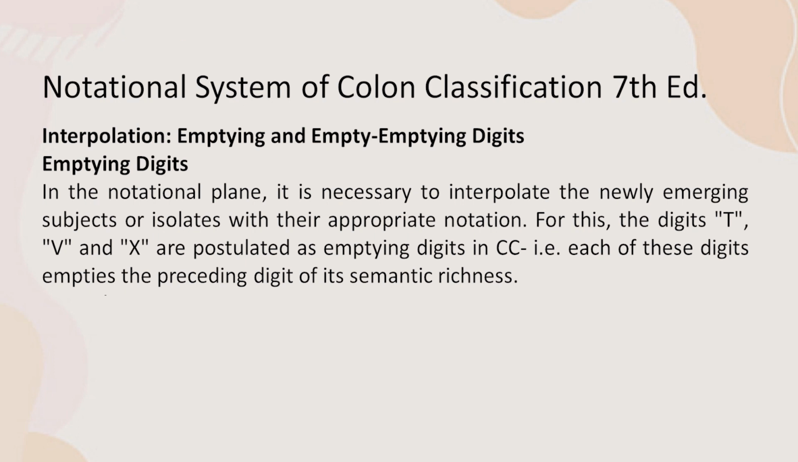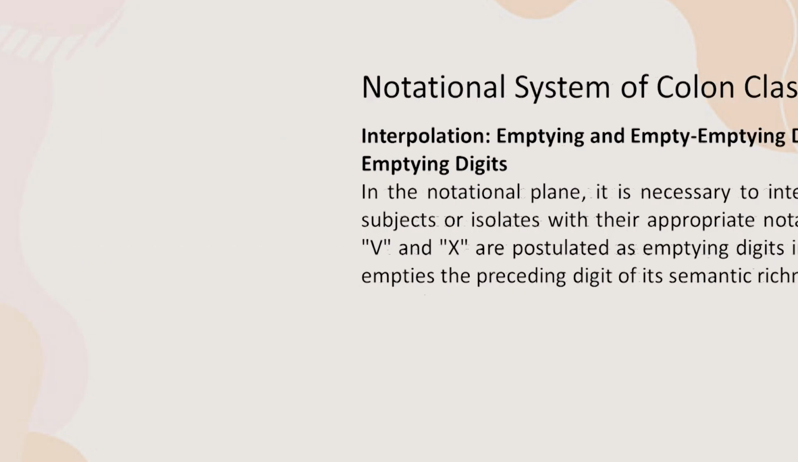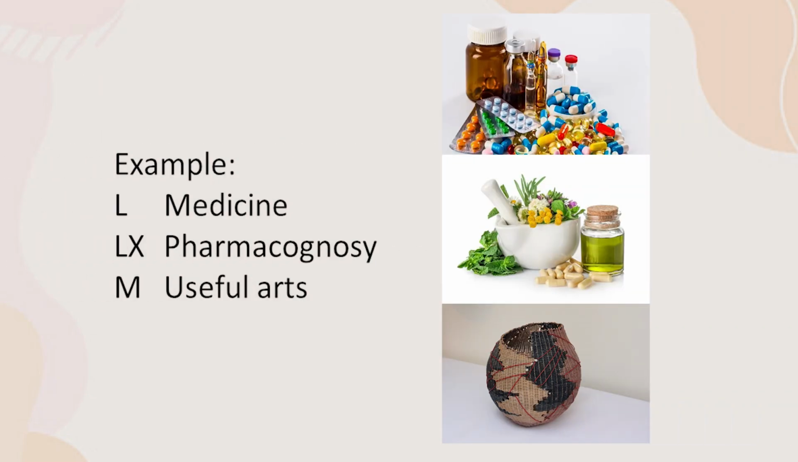What is emptying digits? In the notational plane, it is necessary to interpolate the newly emerging subjects or isolates with their appropriate notation. For this, the digits capital T, capital V and capital X are postulated as emptying digits. That is, each of these digits implies the preceding digit of its semantic richness. Here, L denotes medicine and M denotes useful art and pharmacognosy is denoted by LX. So, X is used here as emptying digit for emptying LX for giving a room for pharmacognosy.